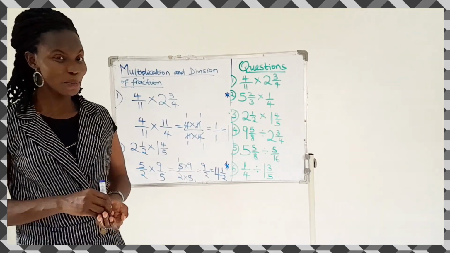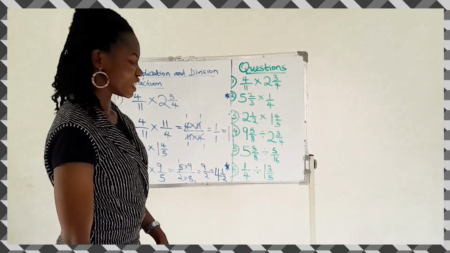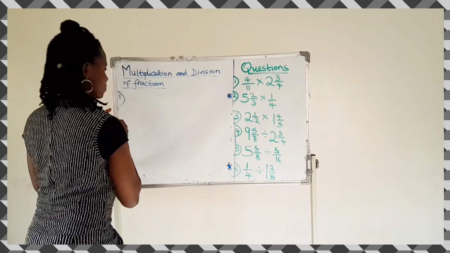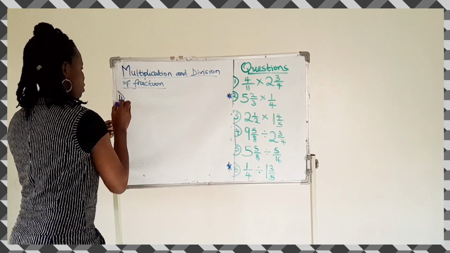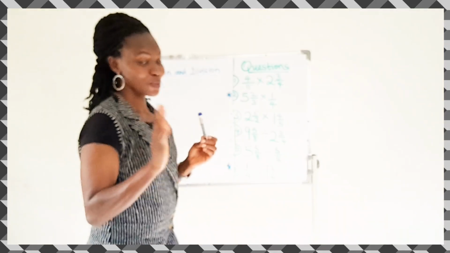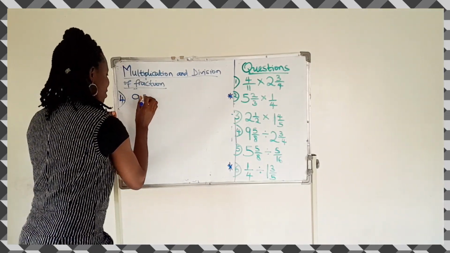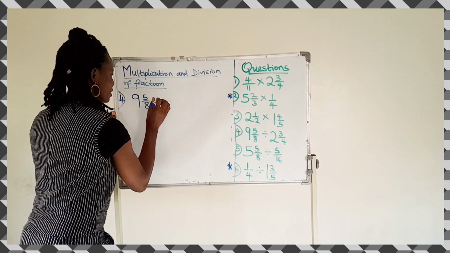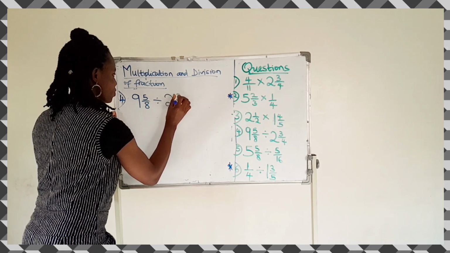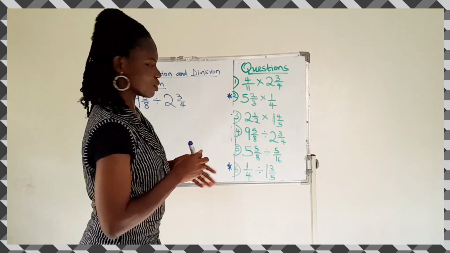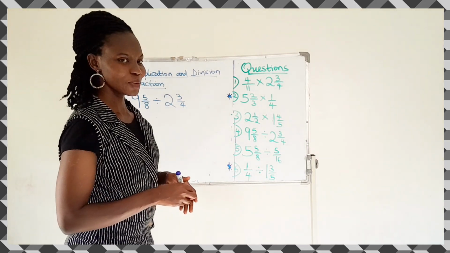Isn't that very simple? Okay, so let's now go to division of fraction. It's equally very simple. Alright, so we go to number 4. Number 4 says 9 whole number 5 over 8 divided by 2 whole number 3 over 4. Alright, these are mixed fractions. So how do we do that?